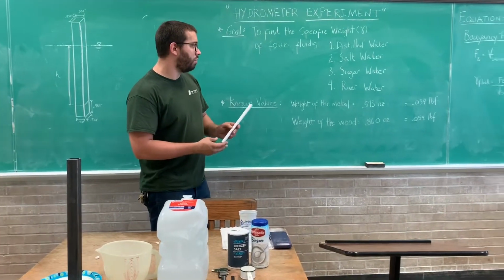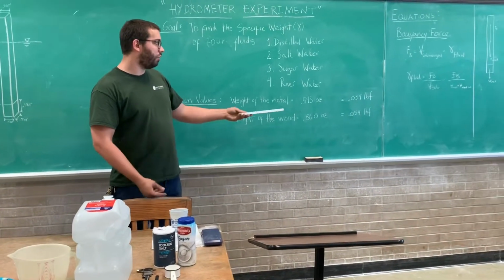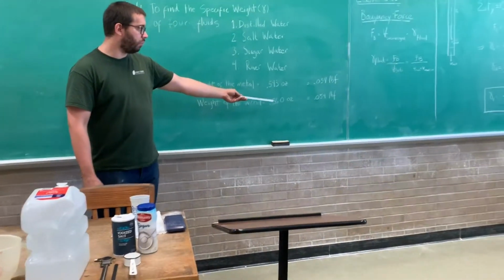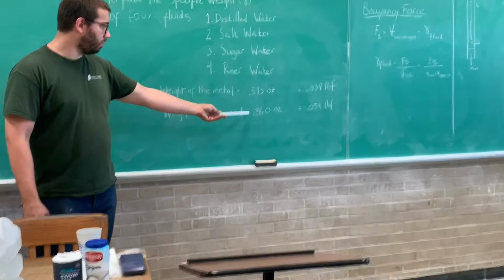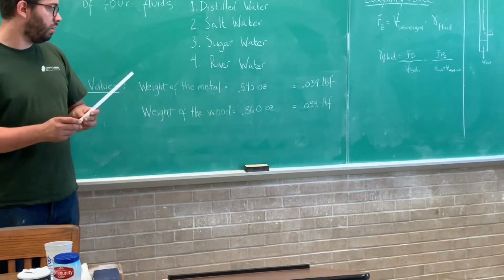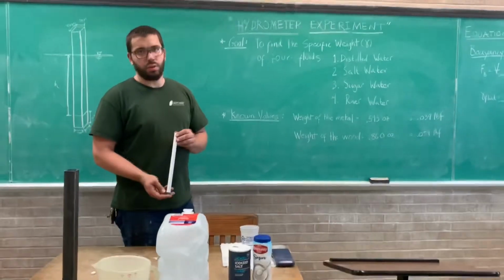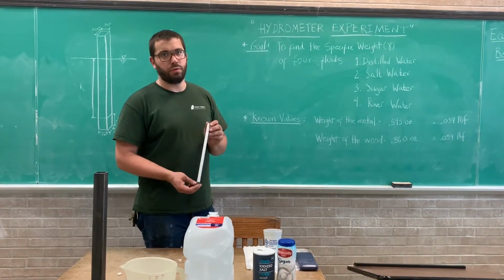We also took the weight of the metal using an ounce scale, and we then converted that to pounds force. We also did the same thing with the wood. These are all of our values that we need to know to calculate the specific weight of an unknown fluid.